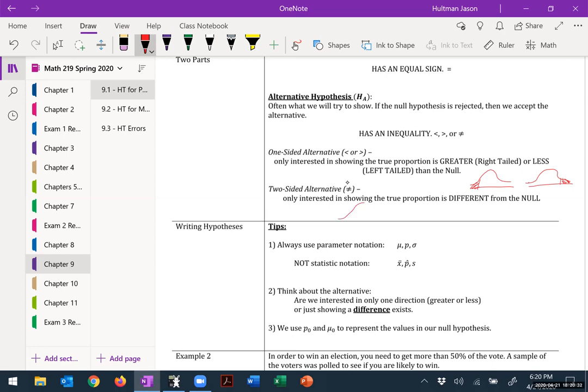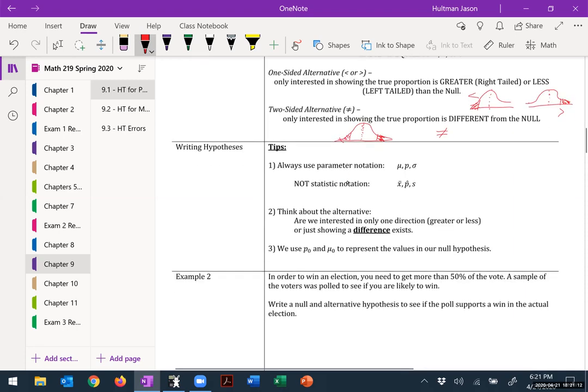Two-sided is when we're concerned about how far away from the middle this thing is. And so we have tails on both sides. We're only interested in showing the true proportion is different from the null. That's not equal. Whereas this would be how much less than the null, and this is how much greater than the null. So we're going to set up our normal distributions based on our claims.